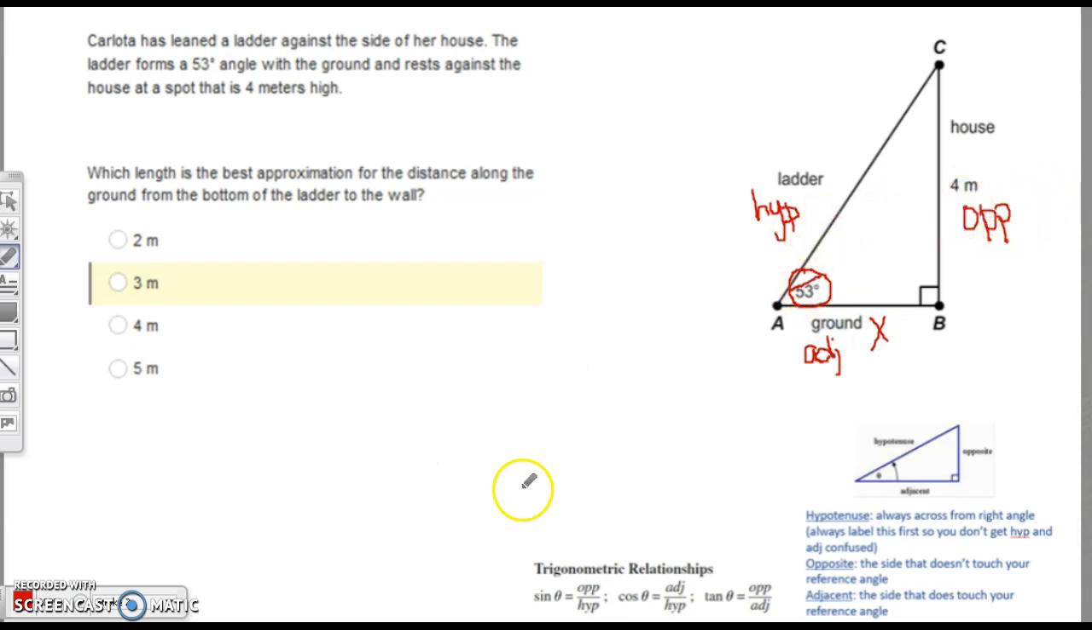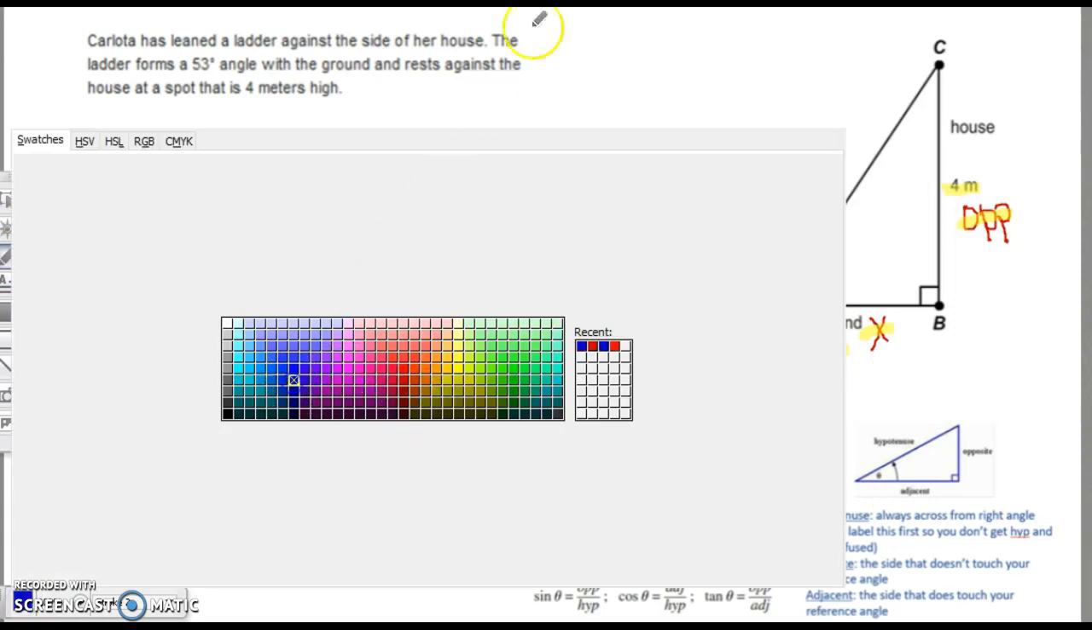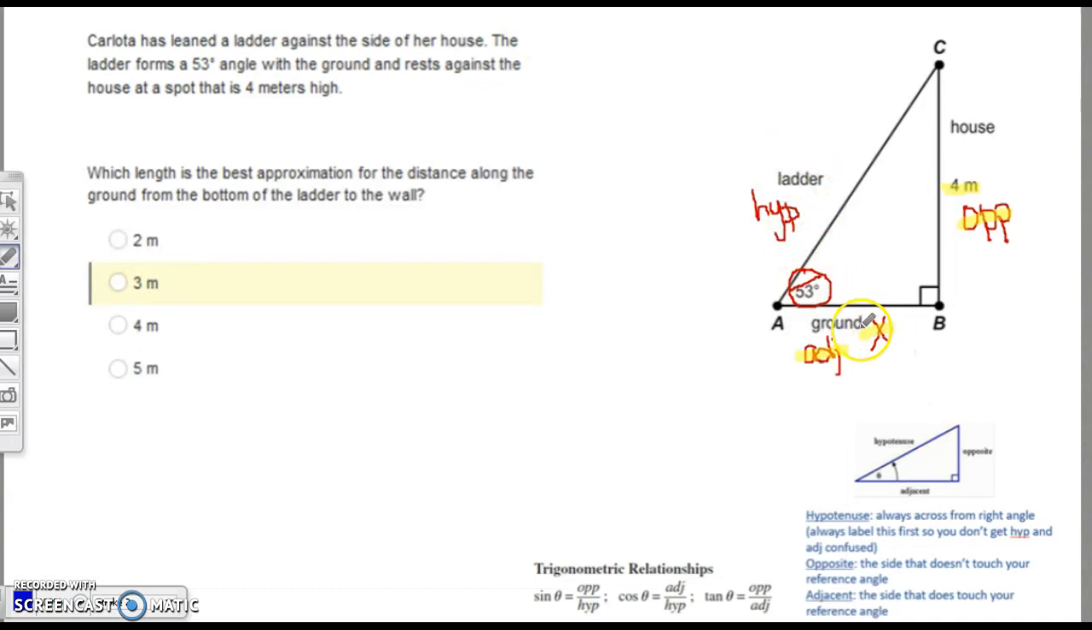All right, and then I'm going to ask myself, well, what information am I given? Notice we don't know anything about the length of the ladder. That doesn't help us. But we do know that the opposite side is 4 meters, and the adjacent side is what we're trying to solve for, so it's x. So I have to pick out which trig function would be appropriate. The way I'm going to do that is I'm just going to ask myself, well, what am I given? I'm given the opposite and the adjacent.